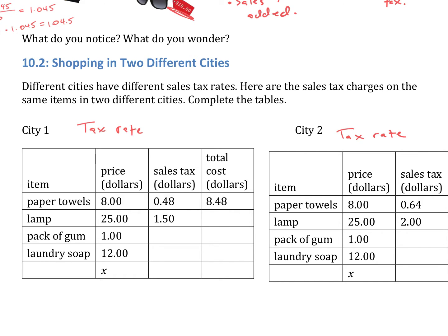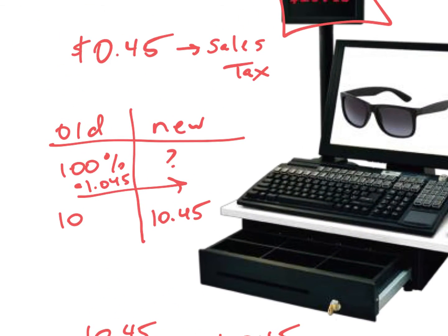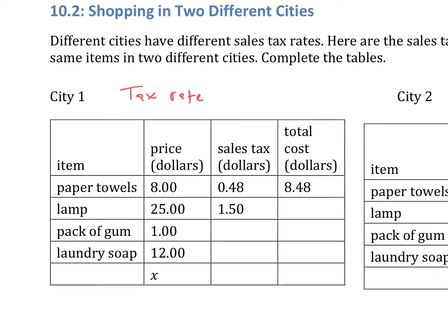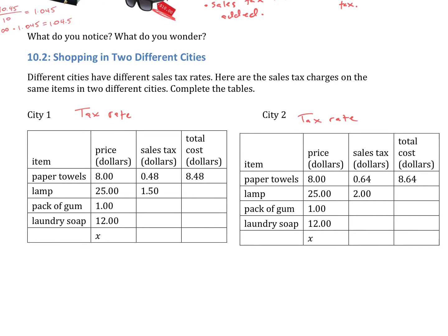To figure out the tax rate, you can use a similar idea to what we did up here with the table. Or maybe you don't need the table at this point, and that's fine. See if you can figure out what the tax rate is for each city and then calculate the new price. So go ahead, pause the video, and work on that independently.